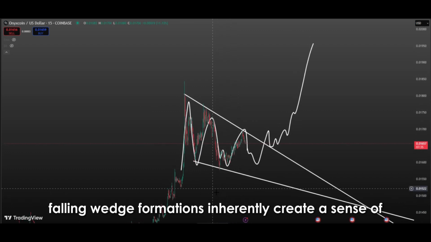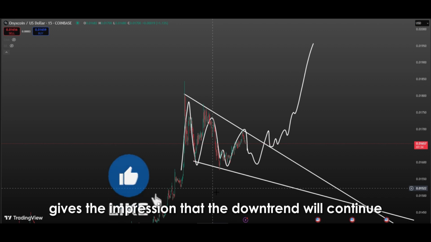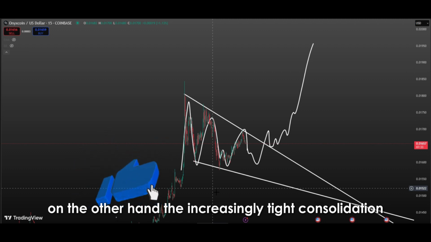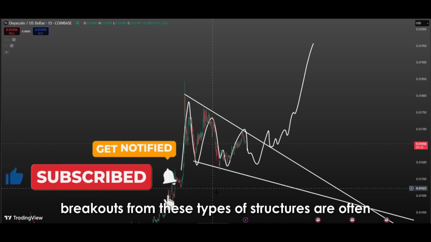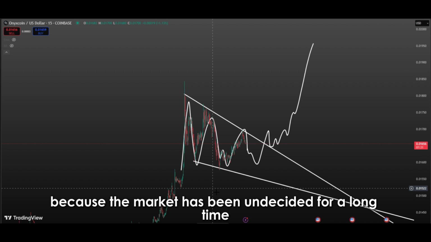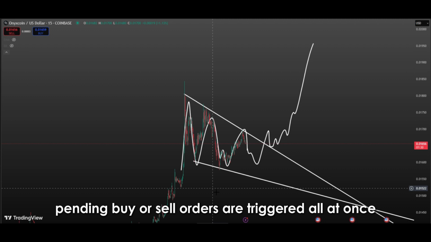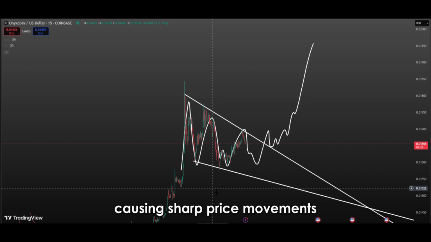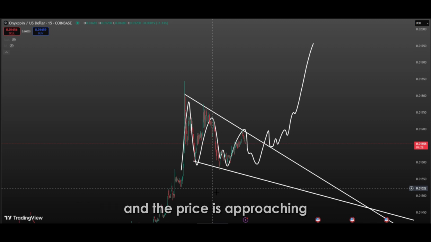Falling wedge formations inherently create a sense of indecision and waiting among investors. On one hand, the ongoing price decline gives the impression that the downtrend will continue. On the other hand, the increasingly tight consolidation suggests that a change may be near. Breakouts from these types of structures are often sudden and accompanied by high volume because the market has been undecided for a long time, and when the breakout occurs, pending buy or sell orders are triggered all at once, causing sharp price movements. In the current chart structure, it is clearly seen that this wedge is narrowing and the price is approaching the end of the consolidation zone.